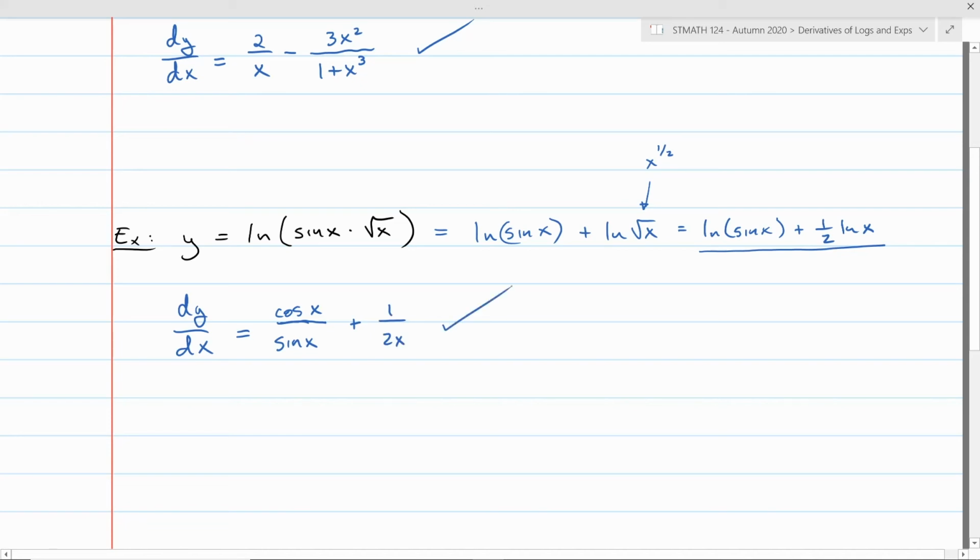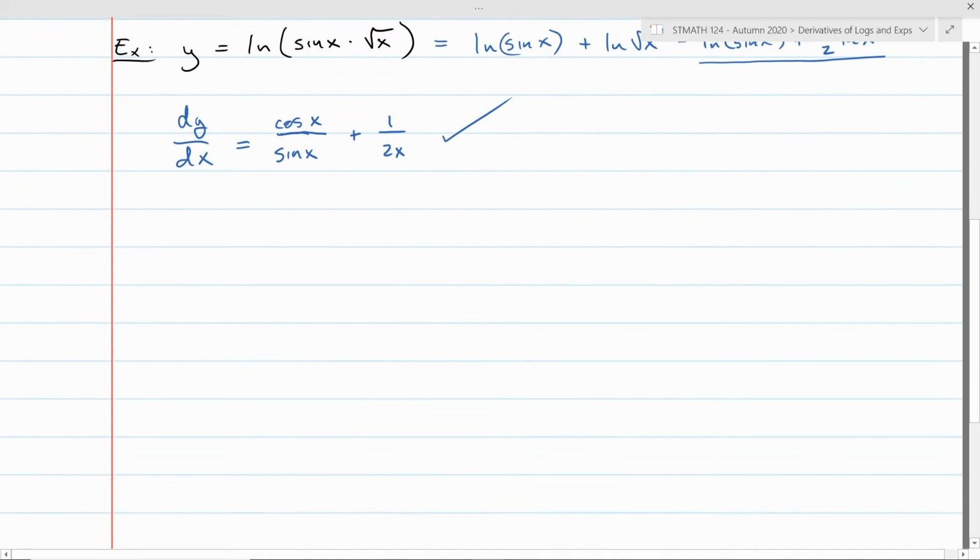If I had just jumped in and started doing the derivative of the natural log of sine of x times square root of x the way it was originally, I would have had to do 1 over the inside. Then I'd have had to use the product rule to differentiate the inside, and it would have just been a little bit more complicated at the end. So this is simpler.